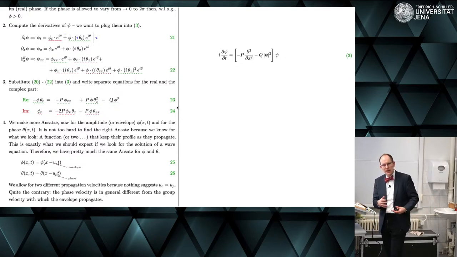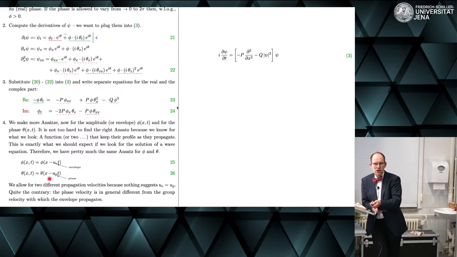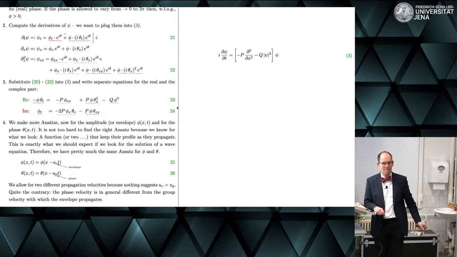Well, and a soliton is actually a disturbance that propagates in space and time, so it's no wonder that we make such an ansatz. What you see here is that we have two, so the factor in front of the temporal variable, this is the velocity of this disturbance. And here it's, of course, the velocity of the envelope, and here it's the velocity of the phase. Right? And we use here two different velocities.